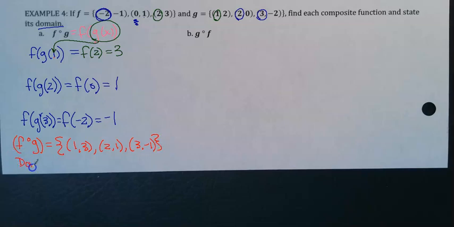And so my domain, remember my domain is my x values. Good, is my x values. So my domain here is 1, 2, 3. I just list my x values from that set notation.